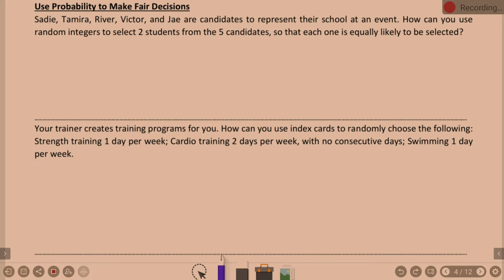Talking probability here again. Using probability to make fair decisions. Sadie, Tamira, River, Victor, and Jay are candidates to represent their school at an event. How can you use random integers to select 2 students from the 5 candidates so that each one is equally likely to be selected?